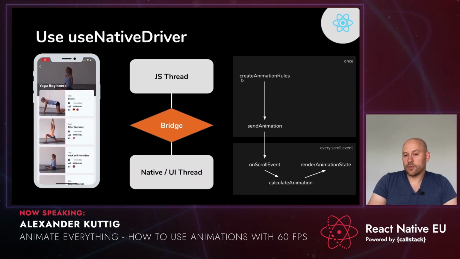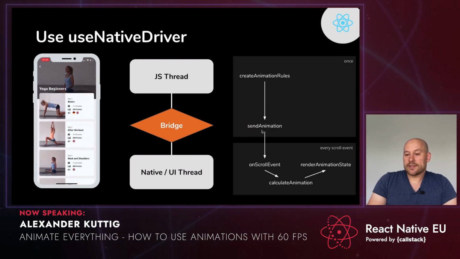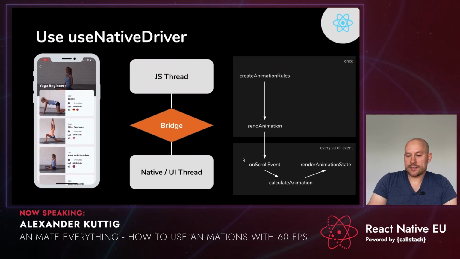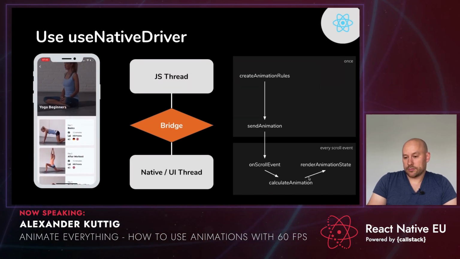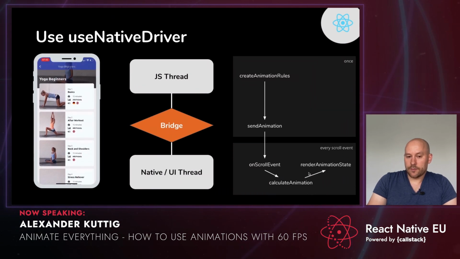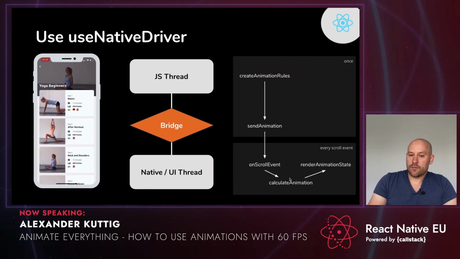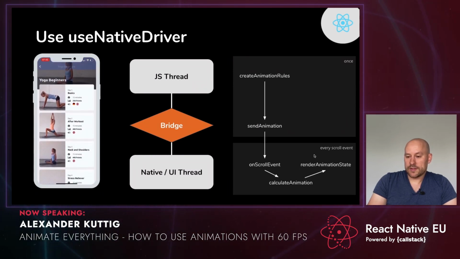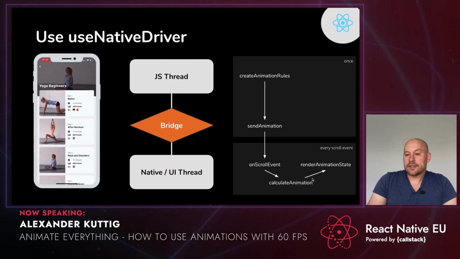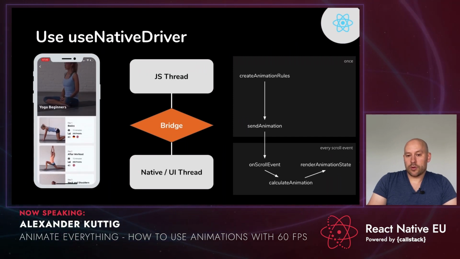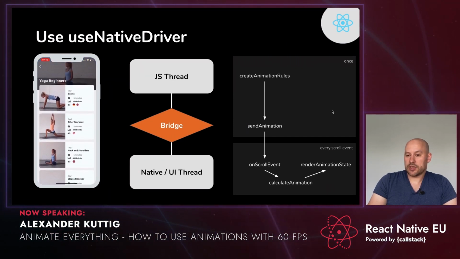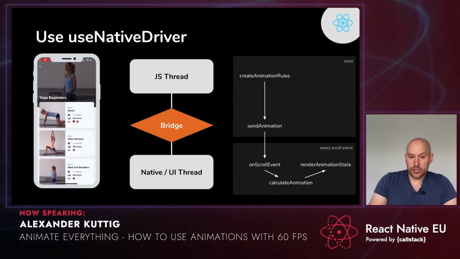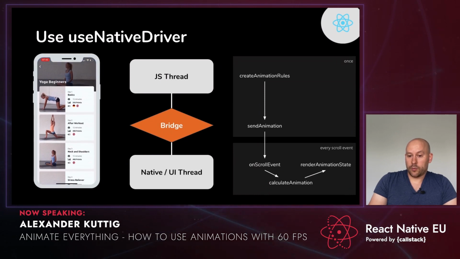We create the animation rules in our JS thread. We then send these animation rules to native, and the native thread then knows the animation rules, and all calculation and all rendering is done on the native thread. So we don't have this round trip every time on every frame or on every scroll event. We are processing our animation completely in native. And this is really awesome, because then we never block our JS thread. We can respond to user interaction. We can use our JS thread as we like. And that's why you definitely should use useNativeDriver when working with the Animated API.